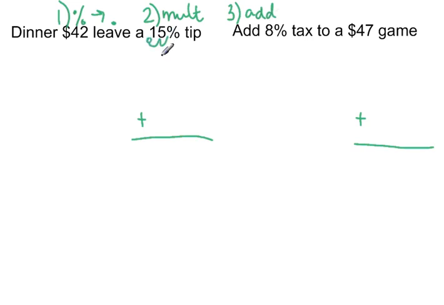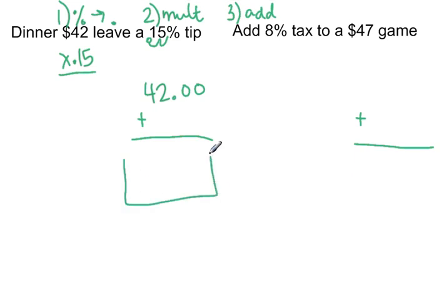15% becomes 0.15. 42 times 0.15. So I'd like you to finish this multiplication. Whatever your answer is, once you've done that multiplication, it will get added on to your $42, and you'll come up with a final answer. It's going to be more than $42 because we've added money on as a tip.